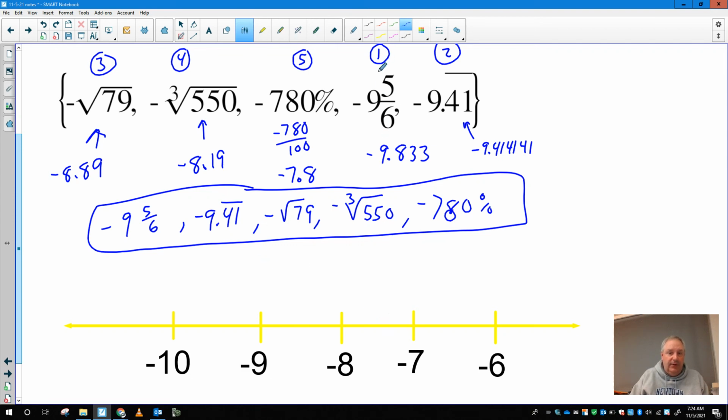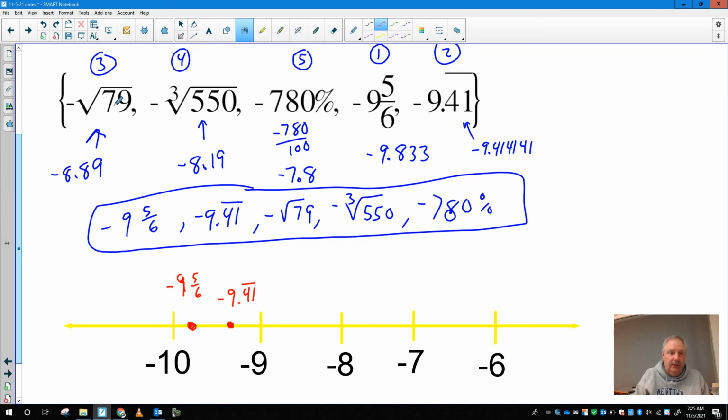So the smallest was negative 9 and 5/6. That's negative 9.8333. Let me change my color here. So that's almost to negative 10. So I'll just put here negative 9 and 5/6. The next will be negative 9.414141. That's a little bit closer to 9, not much, but it's between here. So this will be negative 9.41 repeating.